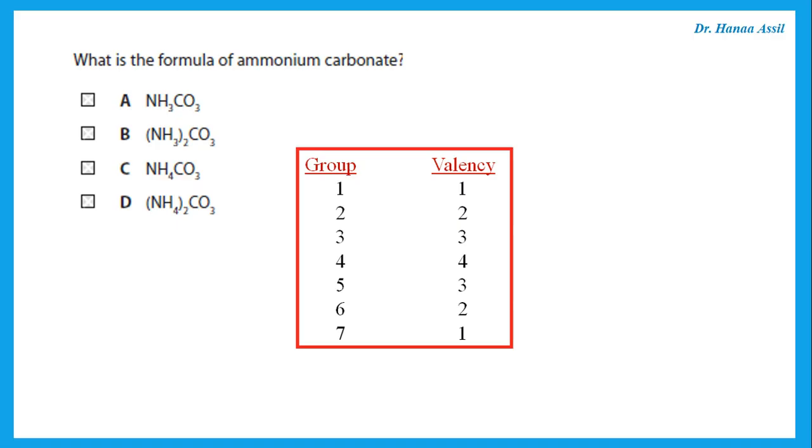So anything in group 1 needs to lose 1. Anything in group 2 needs to lose 2 electrons in order to have a full outer shell. Group 3 needs to lose 3. Group 4 should share or gain 4 electrons in order to have a full outer shell. Now anything in group 5 has 5 electrons in its outermost shell. It needs 3 more to have a full outer shell, so its valency is 3.